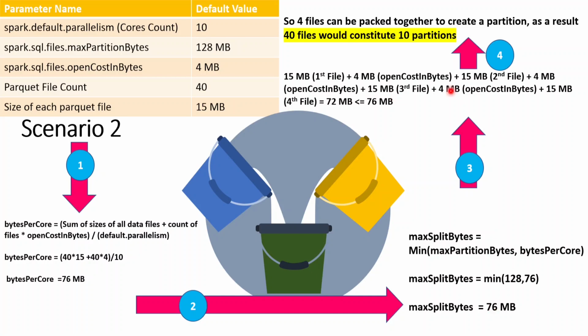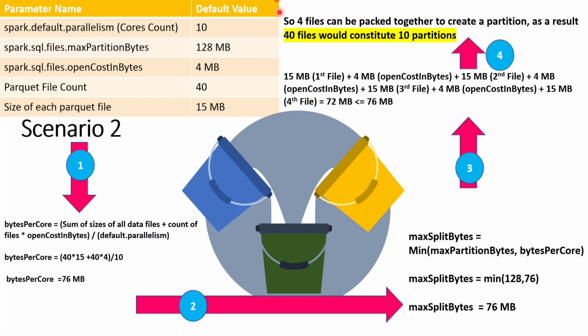Then it will try to add one more file. For that, first it will add 4 megabytes open cost in bytes, then the fourth file, 15 megabytes, which is coming around 72, which is closer to 76. Now we cannot add the fifth file, because it will exceed 76 megabytes. So Spark engine will start packing. Out of these 40 files, every 4 files will be packed together to create a partition of maximum size 76. So in this case, 4 files will create a single partition. So 40 files will create 10 partitions.